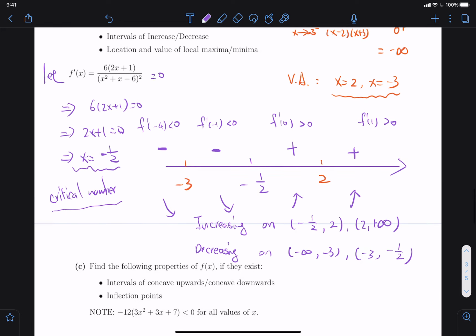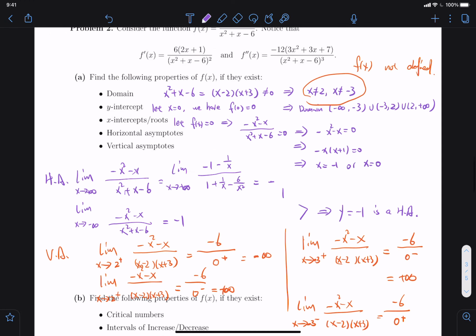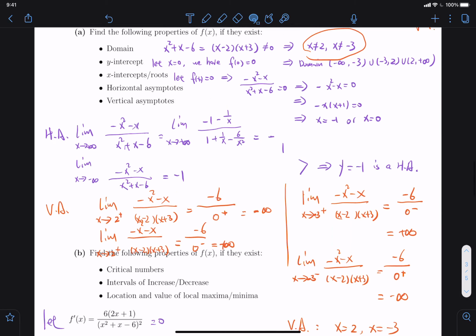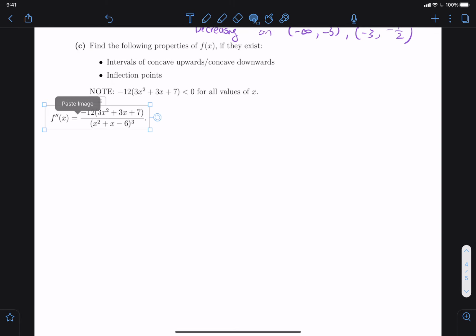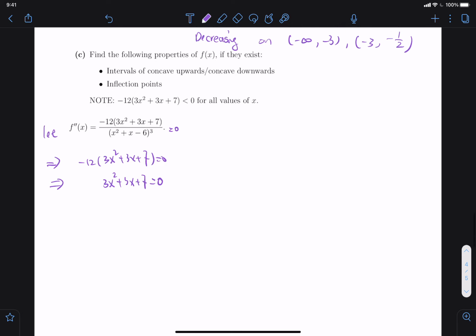And now we can find the concave up and concave down intervals by using the second derivative. Okay, let this equal to 0, and we have the numerator being 0. So we have this 3 equal to 0. And we try to solve this equation.